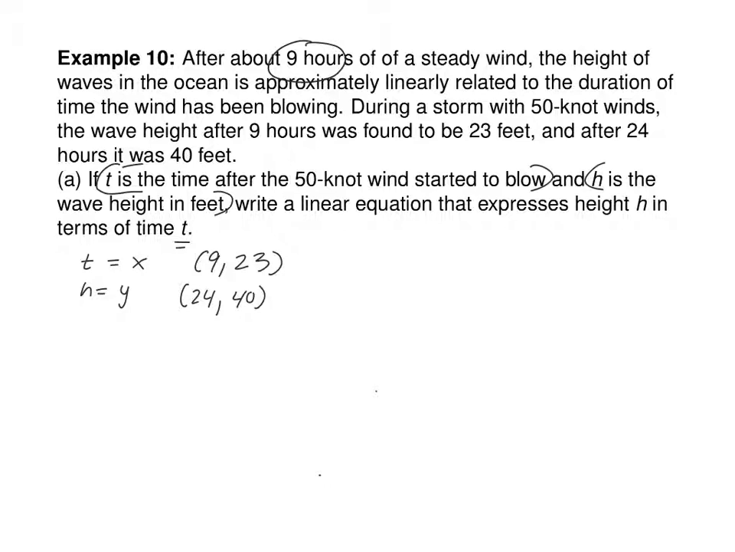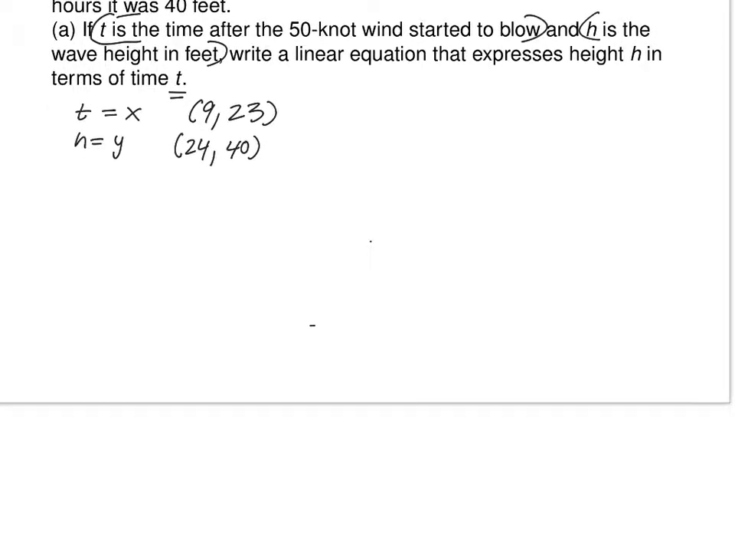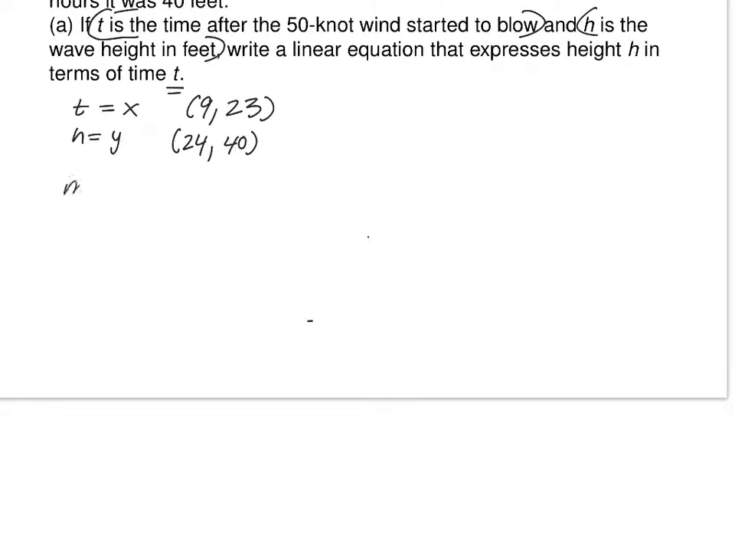The fact that the problem says that these things are approximately linearly related means that it makes sense to talk about an equation of a line. So you have 2 points, now you need to find the slope. That's 40 minus 23 over 24 minus 9. So I think that's 17 over 15, is that right? Can't you reduce 24, 40? No, PEMDAS. Those fraction bars act like parentheses. You can prove some crazy stuff, like 2 equals 1, if you ignore that rule. So does 17 over 15 make sense? Yes.